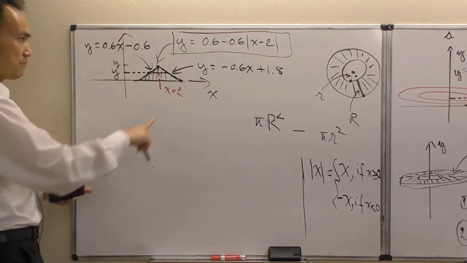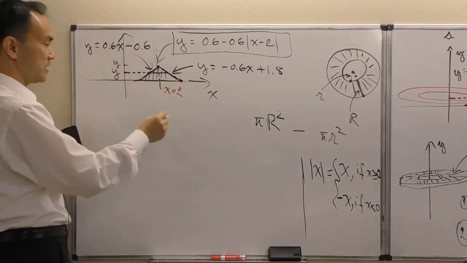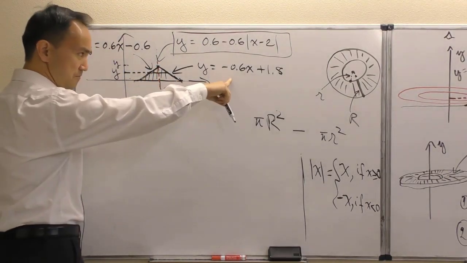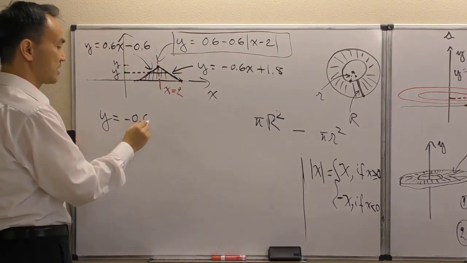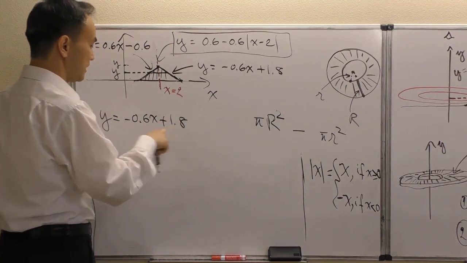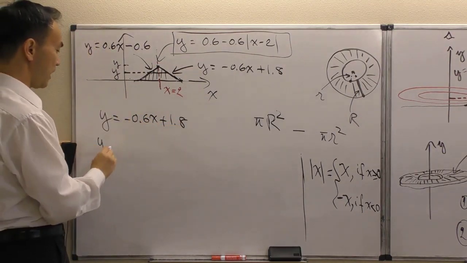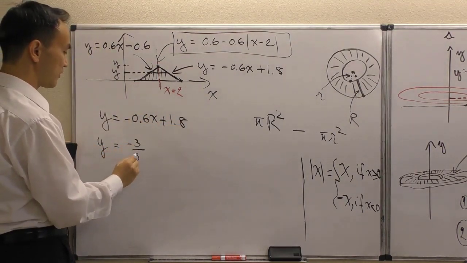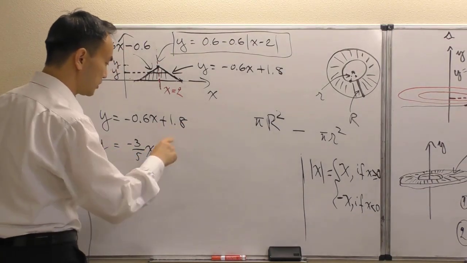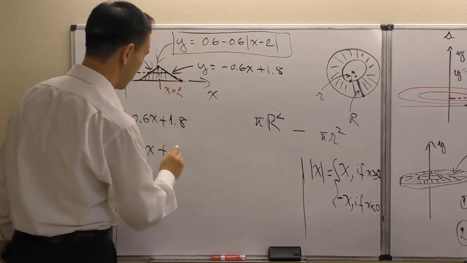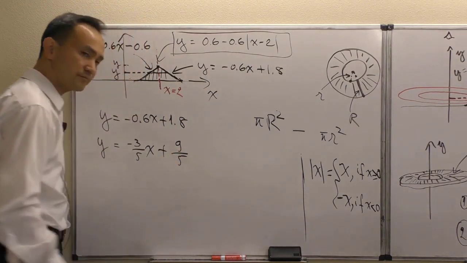All right, so now from the further curve right here, we need to re-express that in terms of y. So y equals minus 0.6x plus 1.8. Essentially, this is the same as y equals negative 3/5 x, in fraction, I'm a little more comfortable with fractions, plus, and this 1.8 right here is the same as 9 over 5.